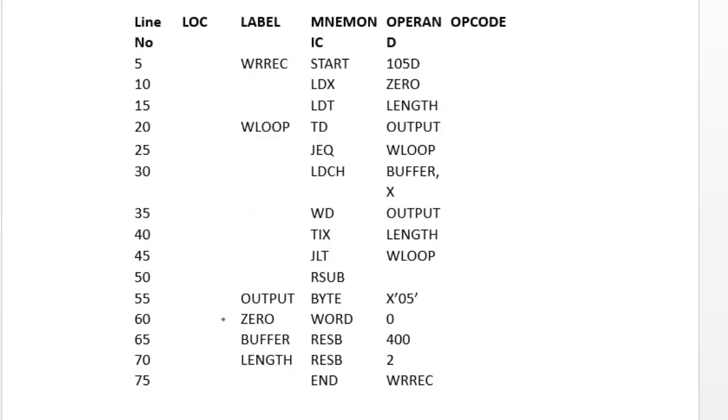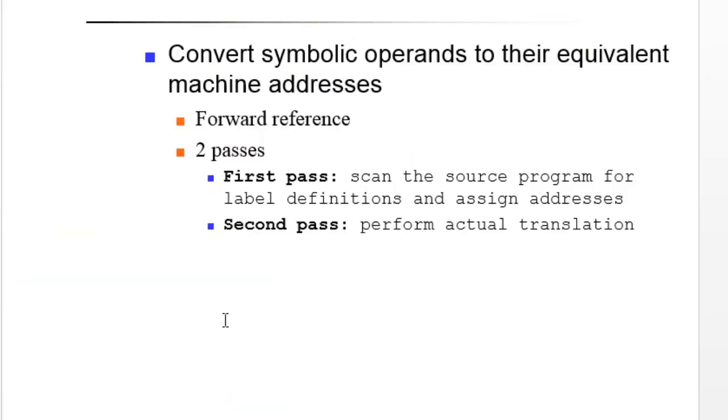And how to solve the forward reference? To solve the forward reference, most of the assembler will have two passes. In the first pass, what it will do, it will just scan the source program and it will look for all the label definitions. And for all the label definitions, it will assign the address. Now, you know all the labels present in your program with its associated addresses. And in the second pass, it can perform the actual translation.